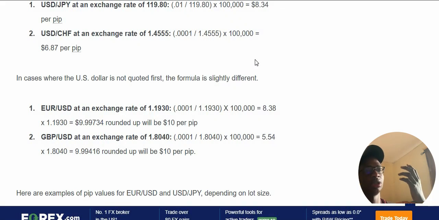So in sports betting it is stake, but in the Forex market, what is it? Lots. You get my point. So you see the two correlate.